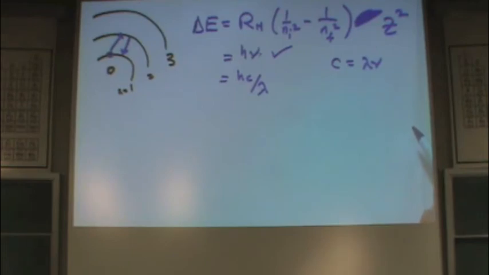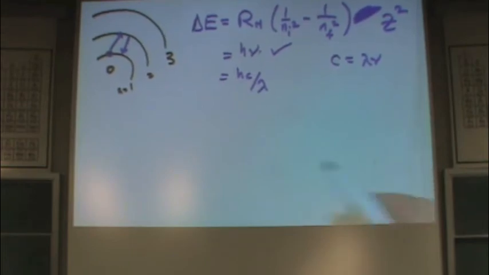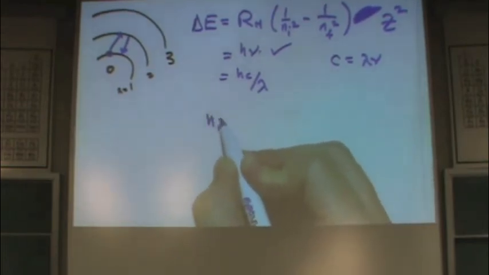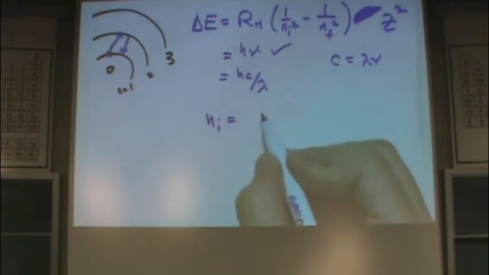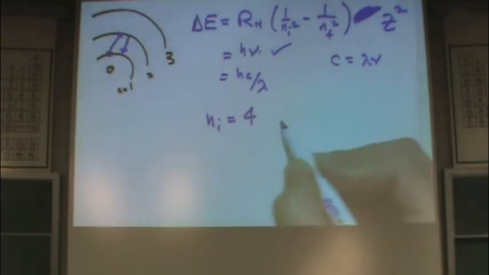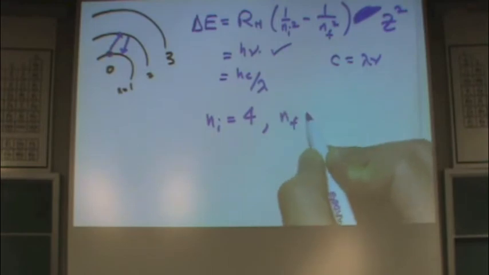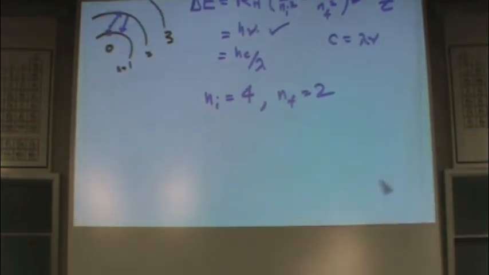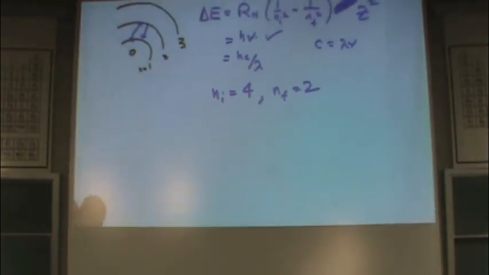4 and 2, which one's first? 4 is first. So N initial, I just had a random person give me a 4, and then Johnny gave me a 2. Okay? So then you can just simply do this calculation as follows.